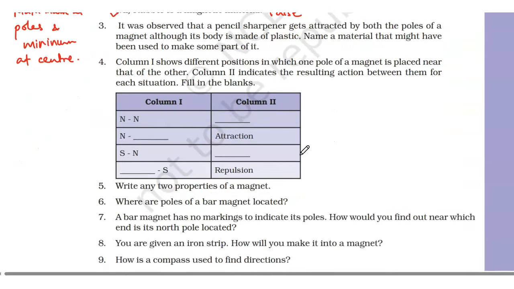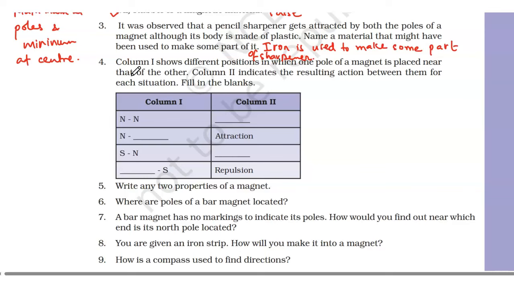Question number 3. It was observed that a pencil sharpener gets attracted by both the poles of a magnet, although its body is made of plastic. Name a material that might have been used to make some part of it. If you see a sharpener, you will see a part of the sharpener where exactly we put the pencil and sharpen it. That part of the sharpener is made up of iron. So, the answer would be iron is used to make some part of the sharpener, due to which it gets attracted towards the magnet.